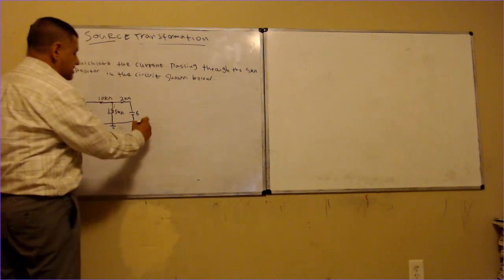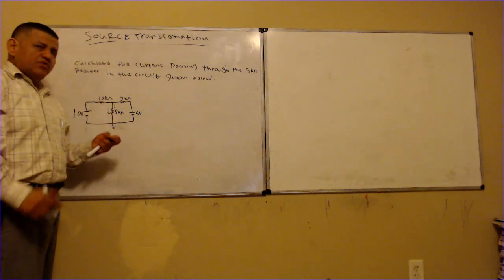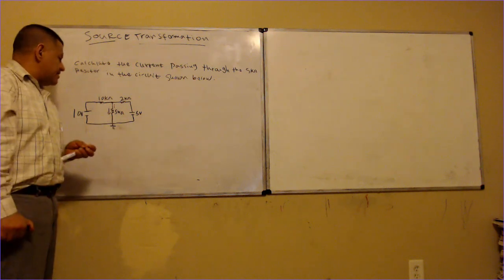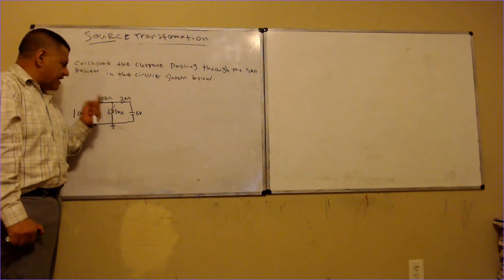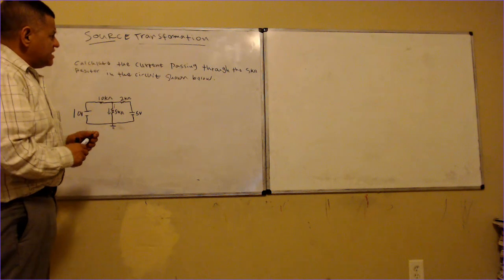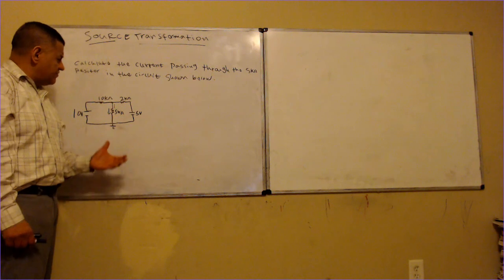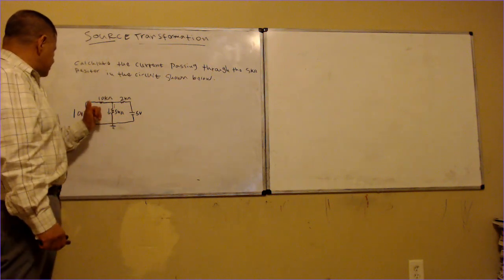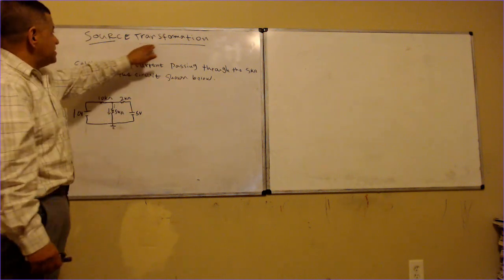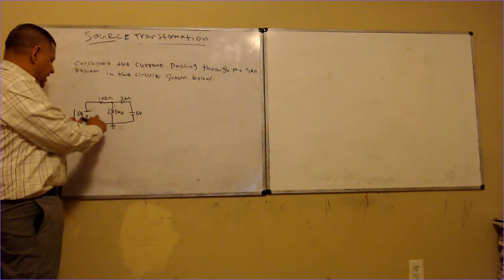There are a couple of different ways that we could do this, but in this case we will be using source transformation. We could do node analysis to solve this problem, but source transformation really helps if you don't want to go through setting up the equations. So let's do source transformation. First of all, we need to transform these two guys.